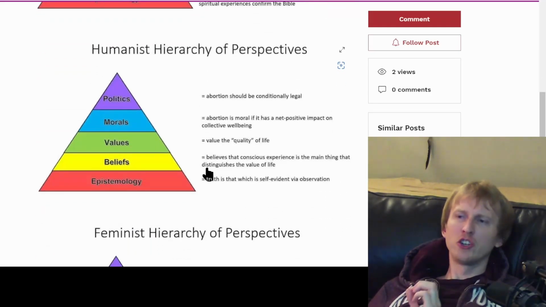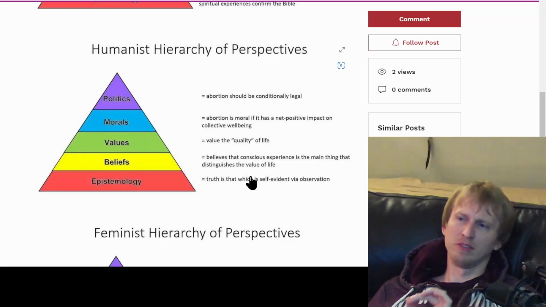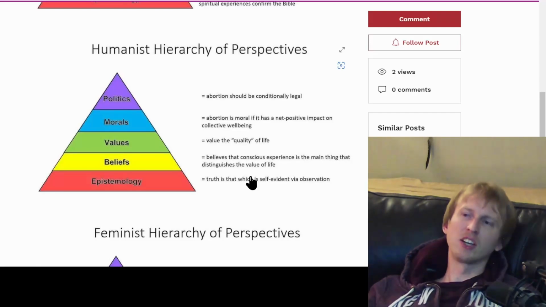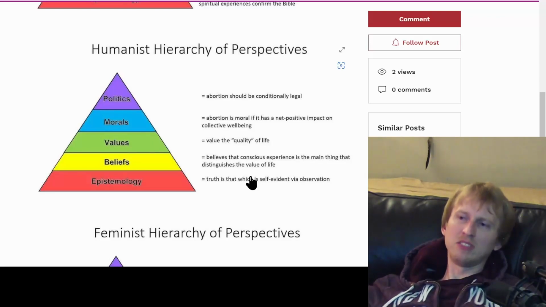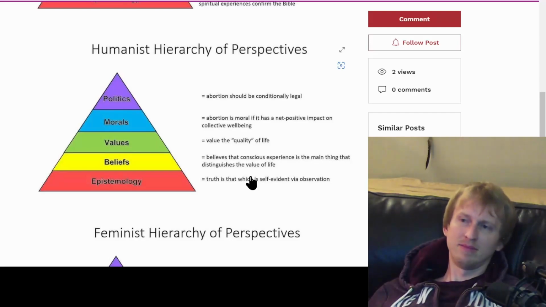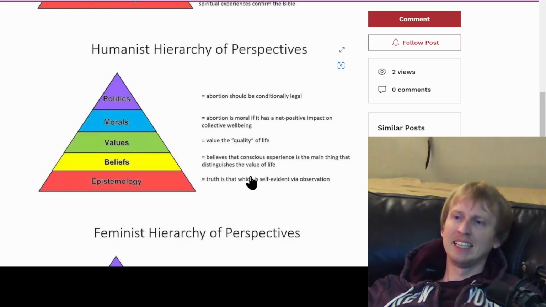And then what is undergirding this value? It's a belief that conscious experience is the main thing that distinguishes the value of life. So it's less about the fact. It's not like, oh, his heart is pumping. He's in a coma. He's suffering in a coma. He's got chronic pain. He's disabled. You know what I mean? His quality of life sucks, but he's got electricity running through his system. Therefore, it's super valuable, right? It's less about that. It's more about the quality.